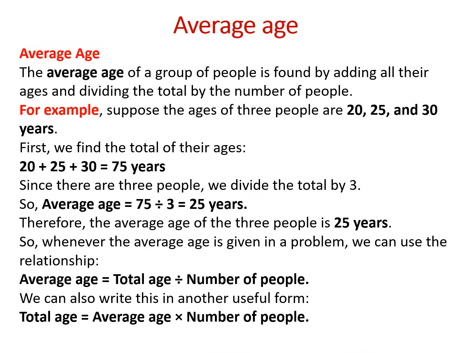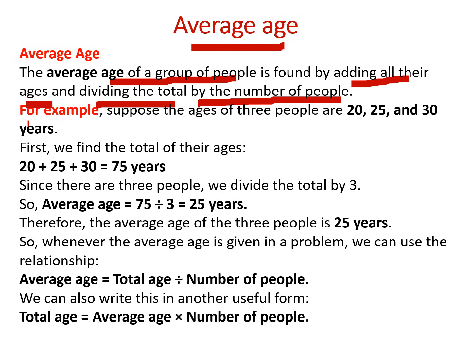Now, let us move on to another important relationship used in age problems, which is the average age. The average age of a group of people is found by adding all their ages and dividing the total by the number of people. For example, suppose the ages of 3 people are 20, 25 and 30 years.